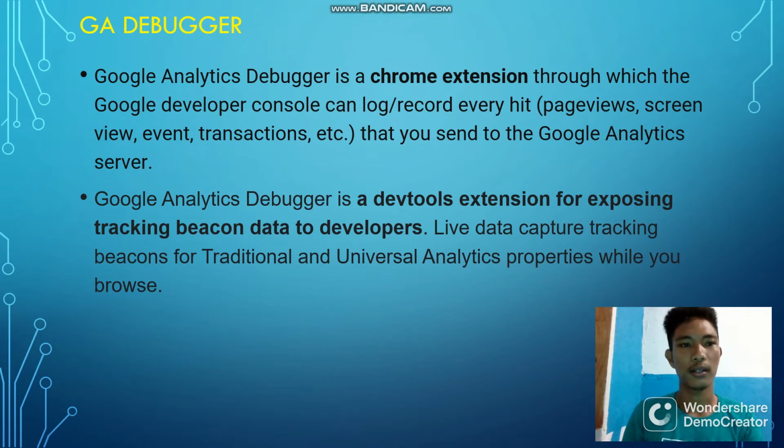Number 2, GA Debugger, or Google Analytics Debugger, is a Chrome extension through which the Google Developer Console can log and record everything you send to the Google Analytics server: hits, page views, screen views, events, transactions, etc. Google Analytics Debugger is a DevTools extension for exposing tracking beacon data to developers. It provides live data capture of tracking beacons for traditional and universal analytics properties while you browse.